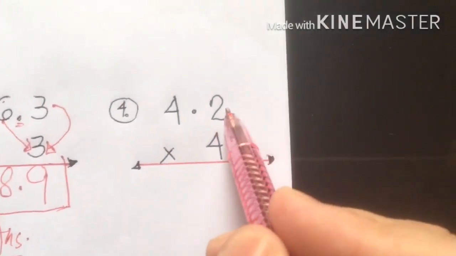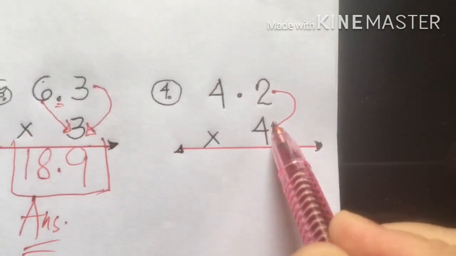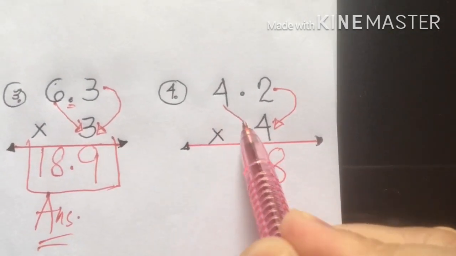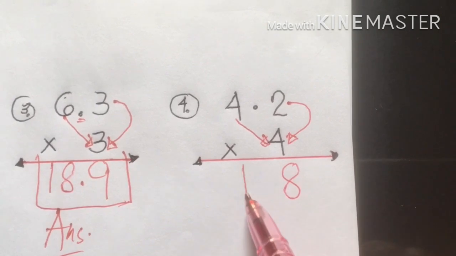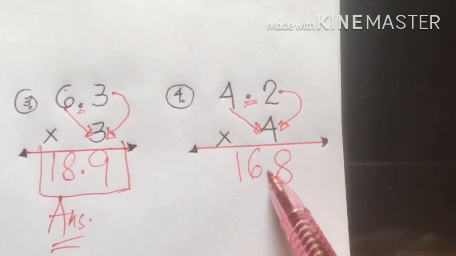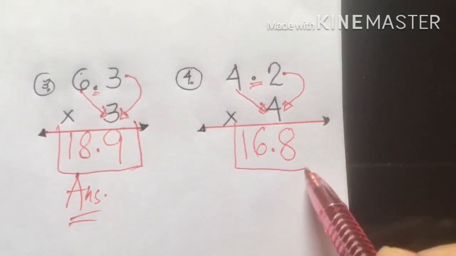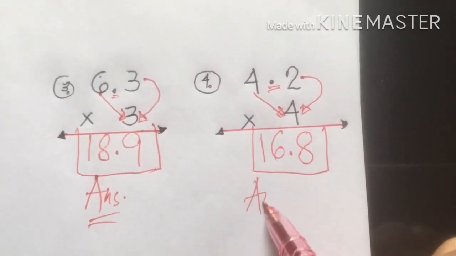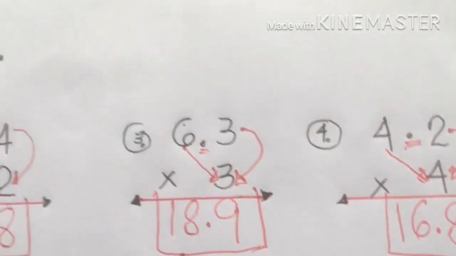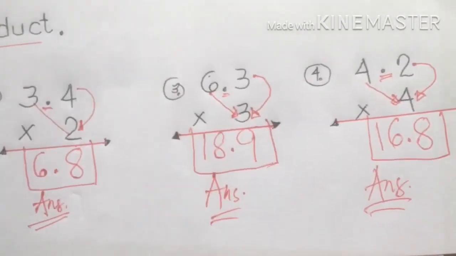Number 4. 2 times 4, we have 8. 4 times 4, we have 16. So copy the decimal places here, then put a box to emphasize our answer. This will be our product for number 4. Did you get it, my dear viewers? Let's proceed to the next number.